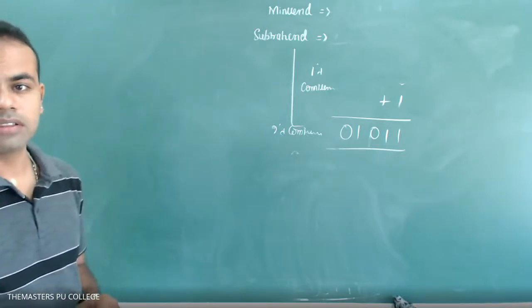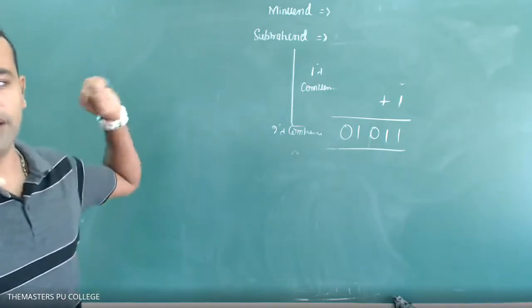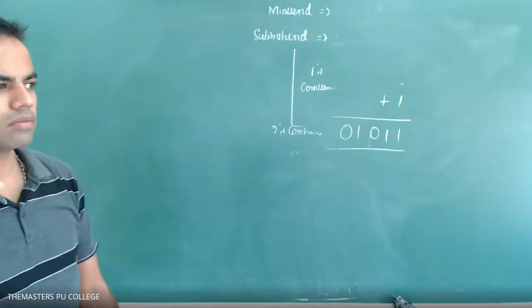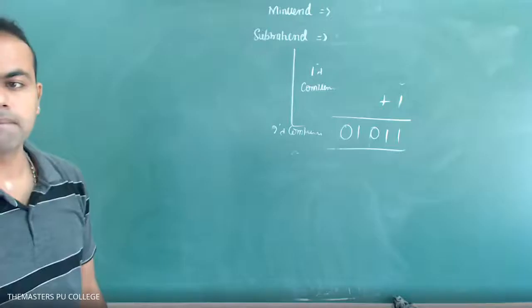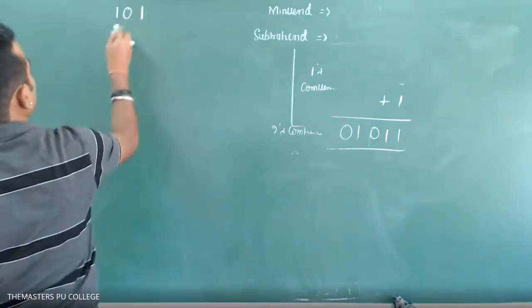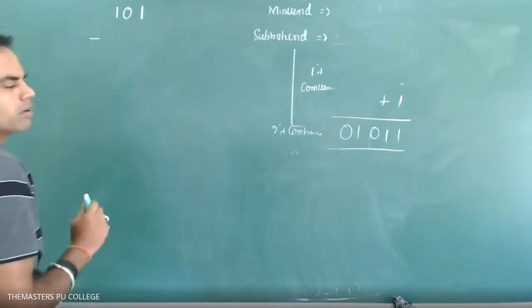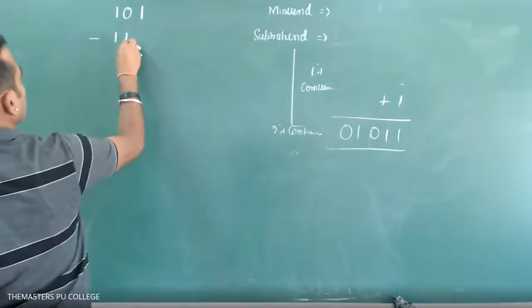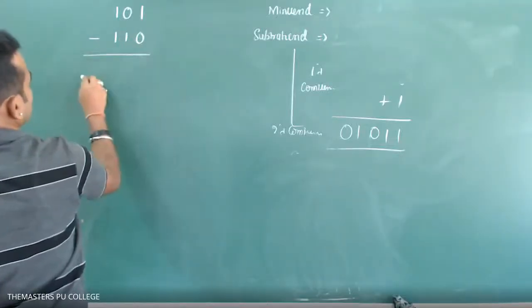Srinidhi, number, any number, 2 digit, 3 digit number. 101. 101 minus, this should be a bigger number. 101. 110. 110 minus 9, right?